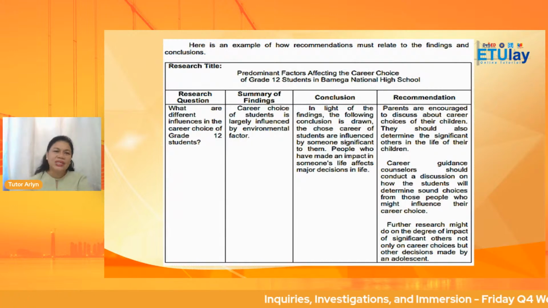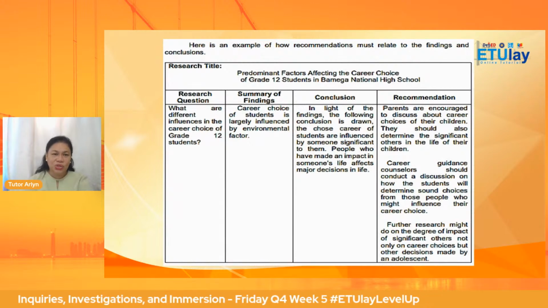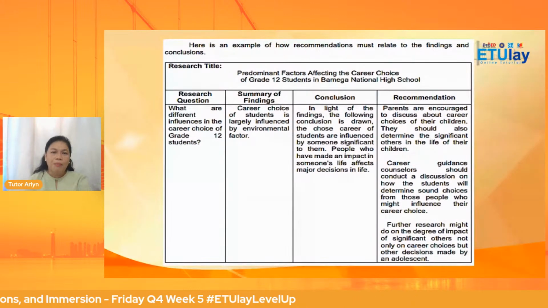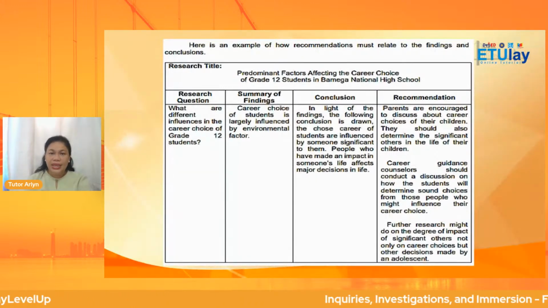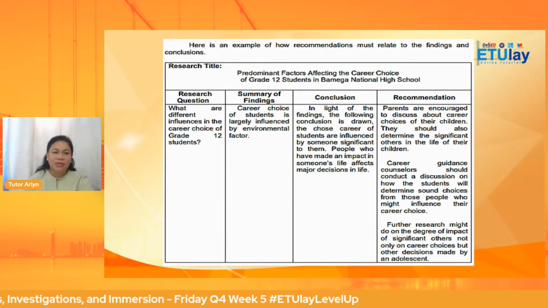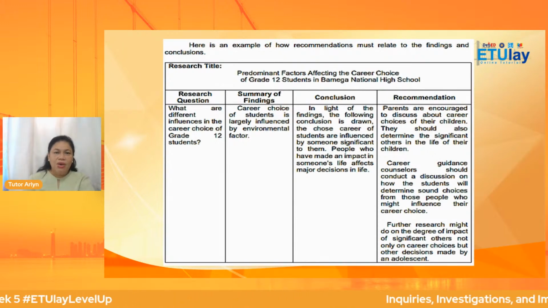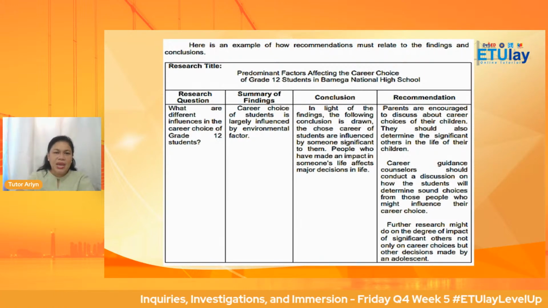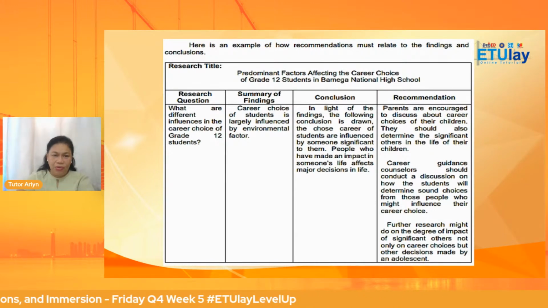Okay, here is an example of how recommendations must relate to the findings and conclusions. So we have a research title, Predominant Factors Affecting the Career Choice of Grade 12 Students in the Mega National High School. Okay, so for the research question, what are different influences in the career choice of grade 12 students? Okay, for the summary, career choice of students is largely influenced by environmental factor.